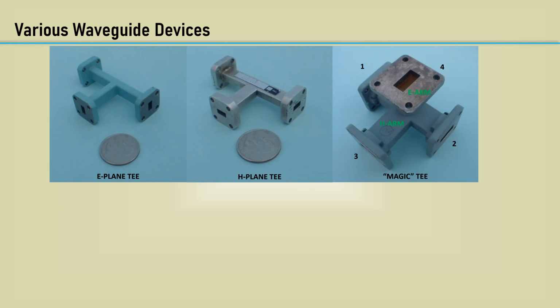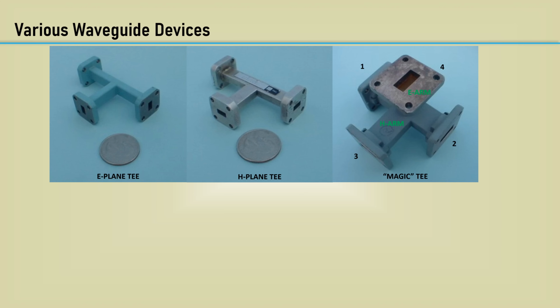The magic T is a hybrid version of the H-plane T, where an E-plane section comes out the middle. The magic T is sometimes used as a duplexer. It's a cool sum and difference device. The name magic T is derived from the way in which the power is divided among the various ports.